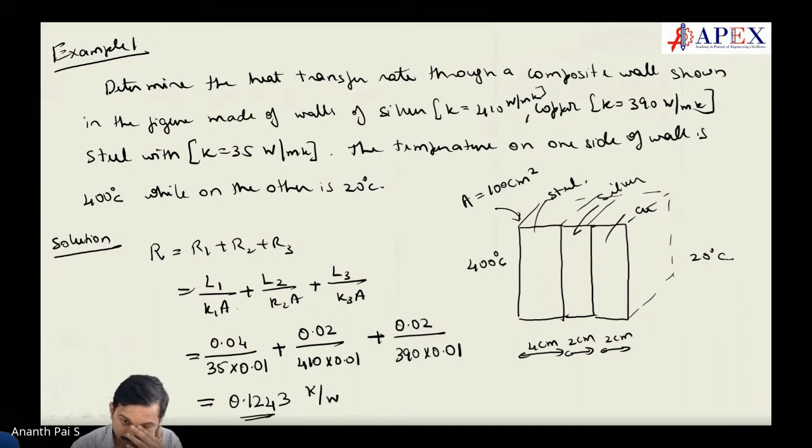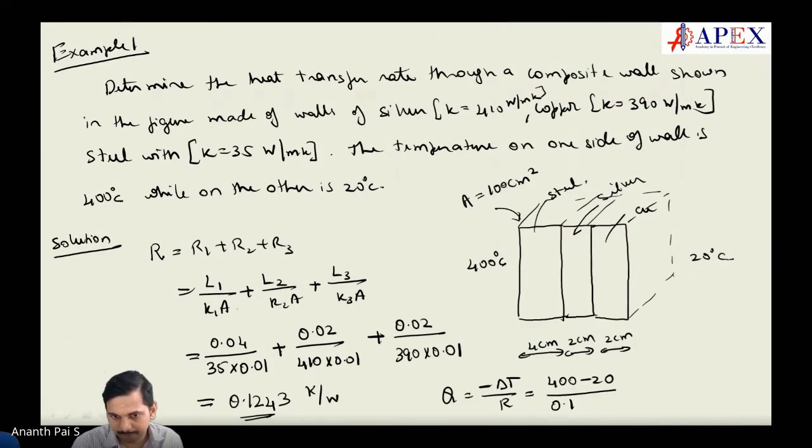So if it is so many Kelvin per watt, what do we have to write next? We have to write Q. Q is delta T by R, right? Q is given as minus delta T by R, which is equal to 400 minus 20 divided by 0.1243. What is the answer you get?